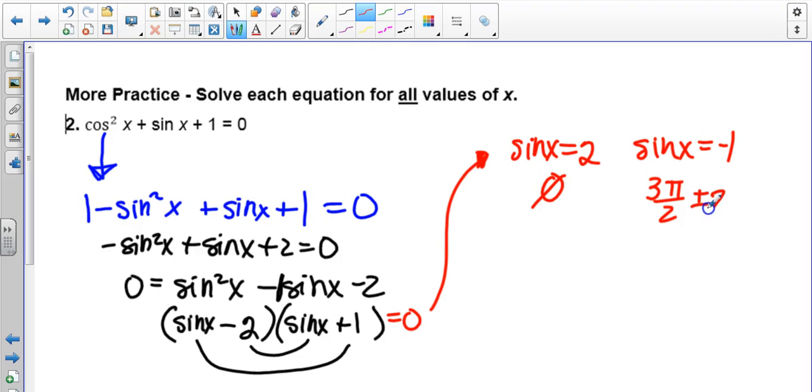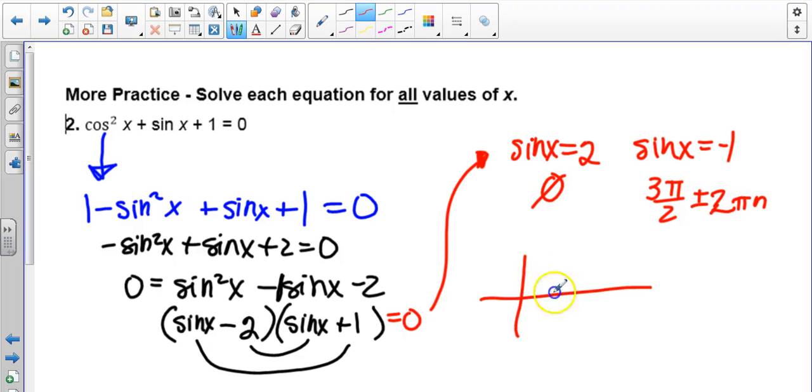7 pi over 2? What did you say? 7 pi over 4? The tangent is negative 1. Yep, you're okay. Because you weren't the only one thinking that. I heard a couple of people mumbling about that. We're looking for the sine to be negative 1, and the only place that happens is at 3 pi over 2. And then it's going to repeat every 2 pi, okay?